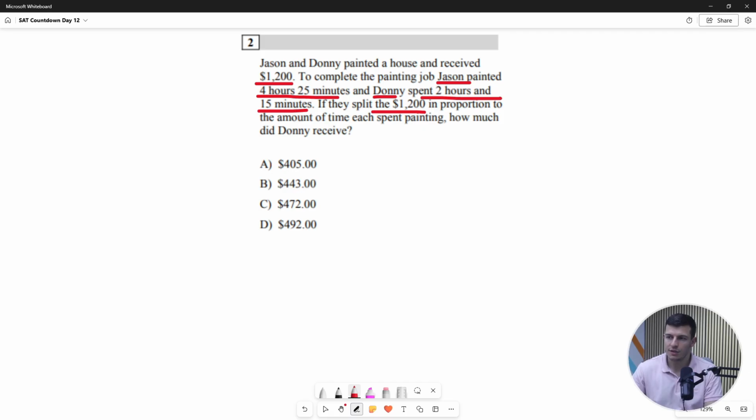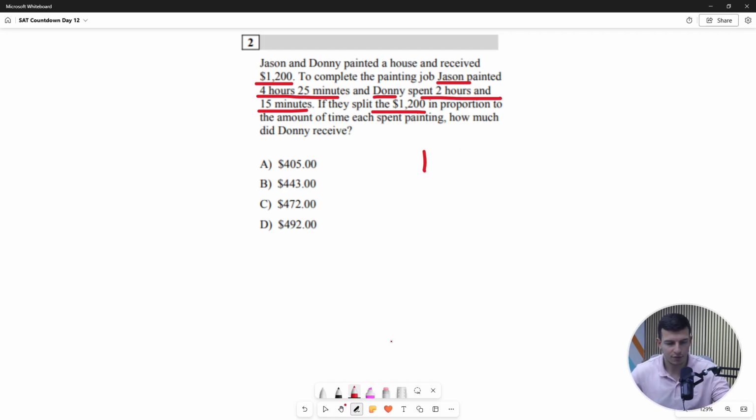We know how much they got paid in total, so potentially, if we can find how much it costs per minute, we can then find what each of them should get, right? Because it's a proportion question. There is nowhere in this question that says one is a better worker than the other and should get paid more. So we don't have that. We know we have the total amount.